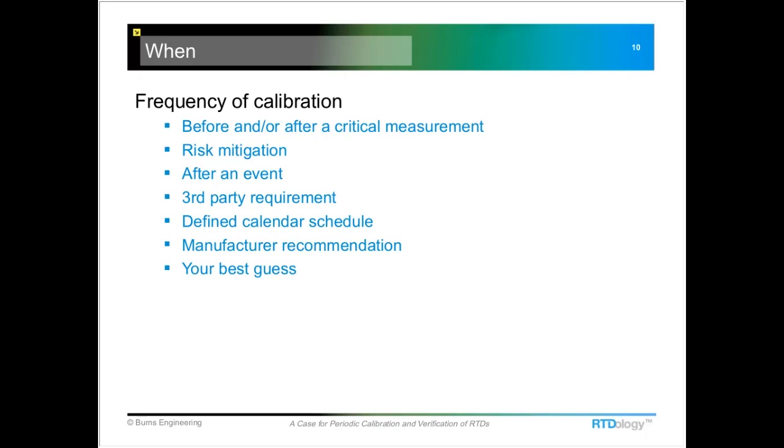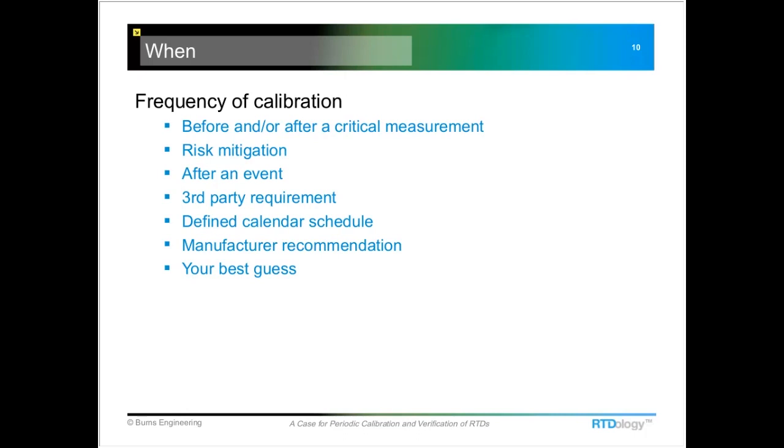Some of the other things that would determine a frequency, maybe some third-party requirements, whether it's FDA, USDA, whoever it might be. They may say, well, you've got to do it at least every X number of months. So they pick a calendar time, which can be okay. It's probably not my first choice of how you would want to set up that frequency.